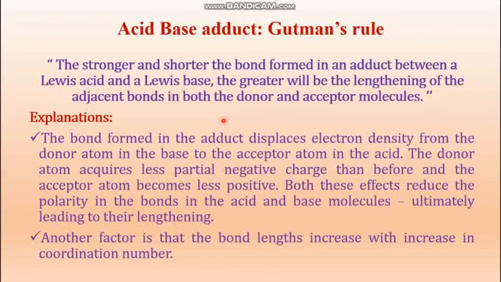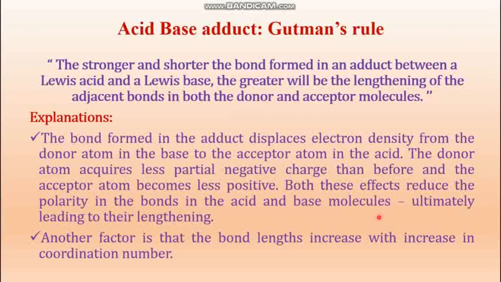The bond formed in the adduct displaces electron density from the donor atom in the base to the acceptor atom in the acid. The donor atom is nitrogen here and the acceptor atom is boron here. So definitely electron density shifts from nitrogen to boron. The donor atom acquires less partial negative charge. Definitely the donor atom is releasing some electron density, so its partial charge will decrease. On the other hand, the acceptor atom becomes less negative because it is accepting some electron density, so its charge will decrease.